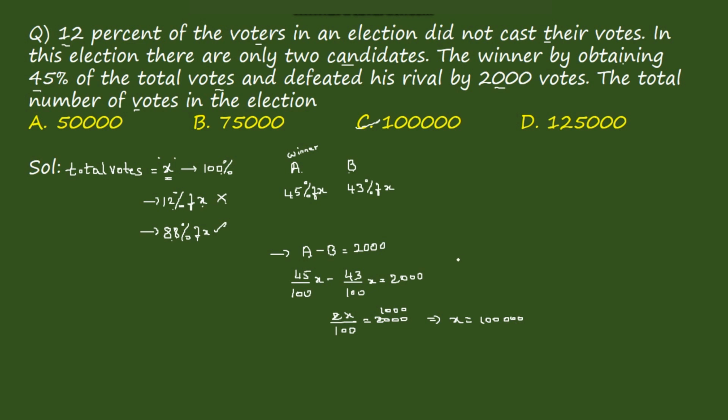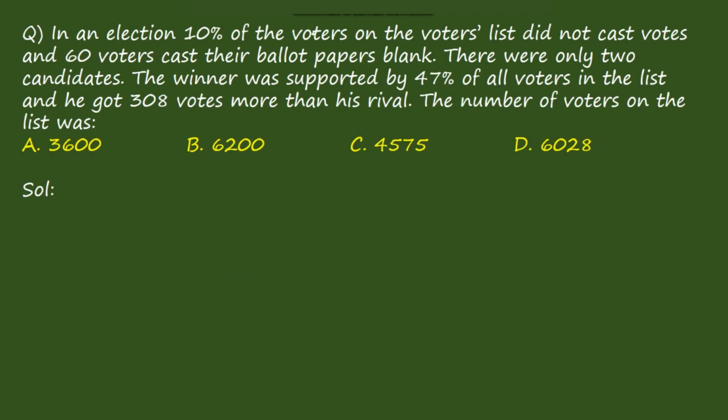Going to the next question. In an election, 10% of voters on the voter list did not cast votes and 60 voters cast a ballot paper blank.